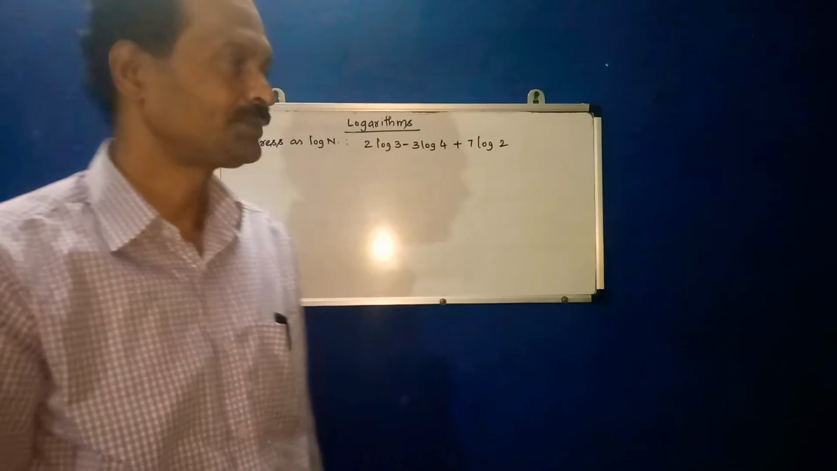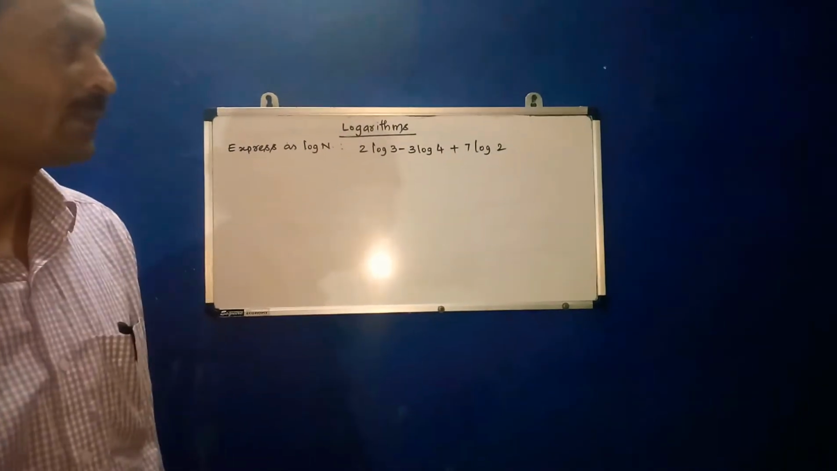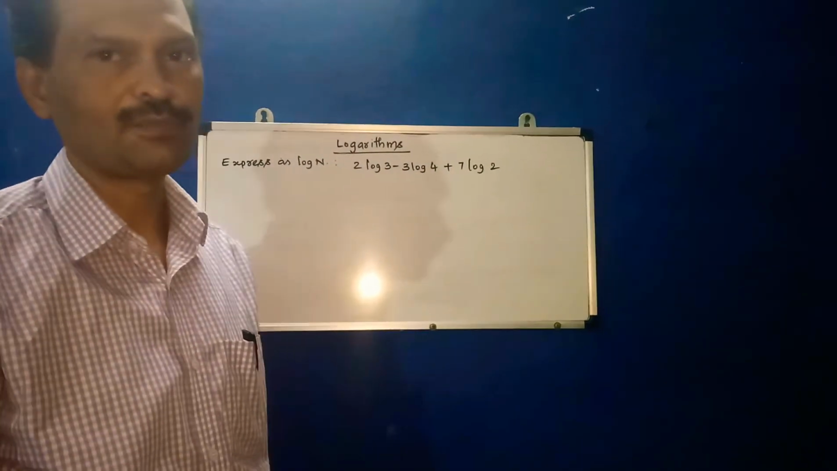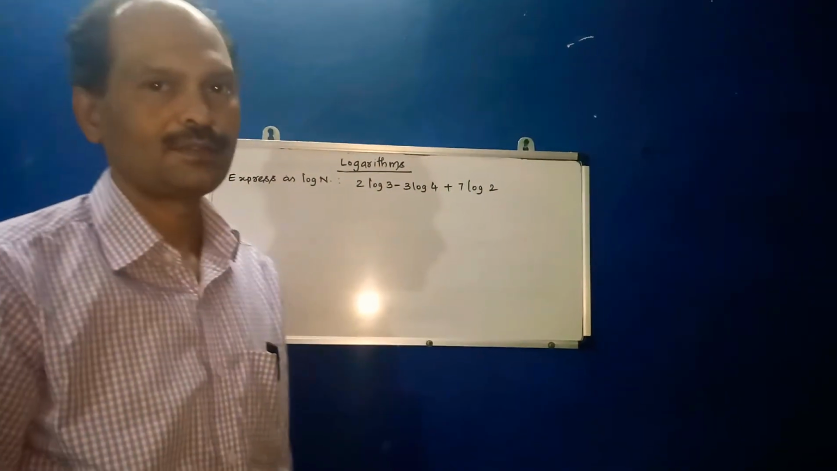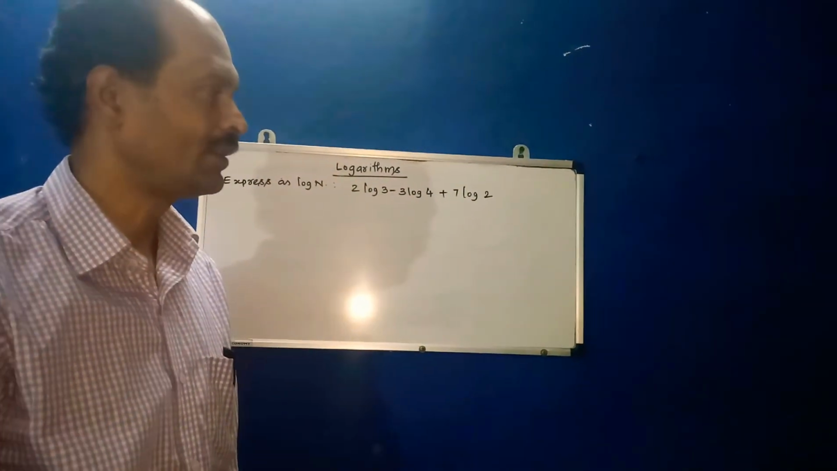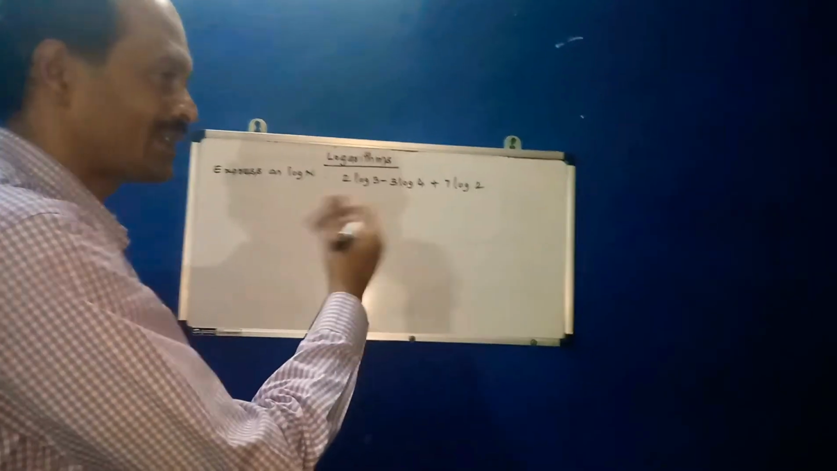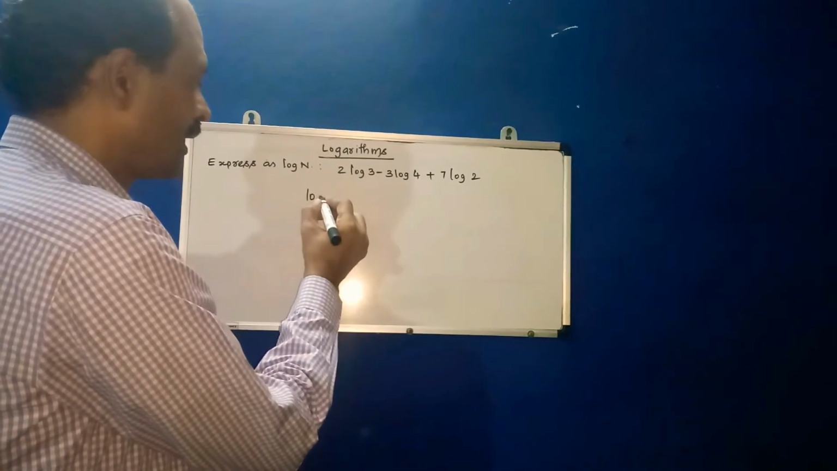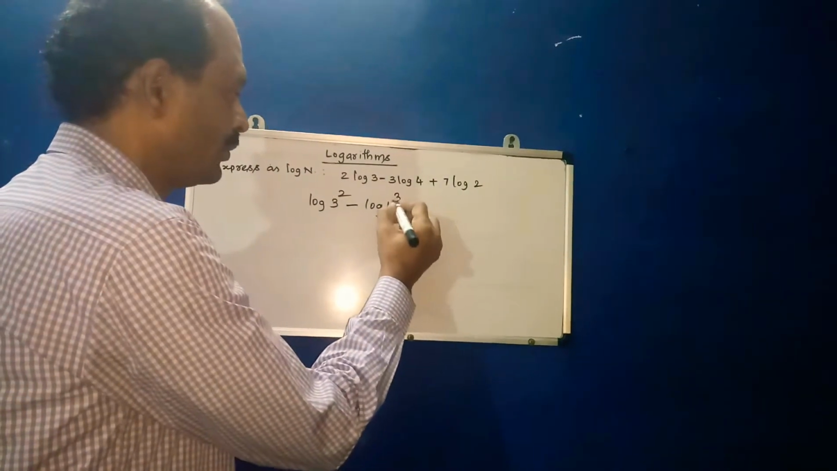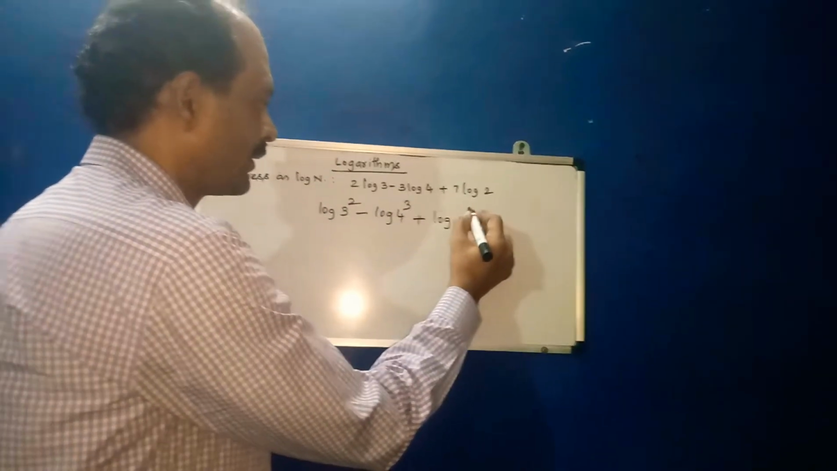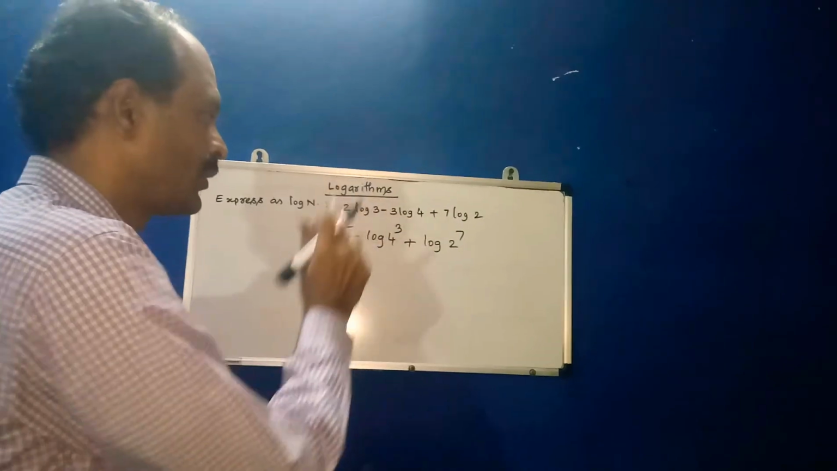Look at one more example. Express as log n: 2 log 3 minus 3 log 4 plus 7 log 2. This also we have to express as a single logarithm. So here this is like m log a. We have one formula we learned, log a^m is equal to m log a. So each of the terms is like m log a here, so you can straight away apply that. So this is log 3 squared. The first step is log 3 squared minus log 4 cubed plus log 2 to the power 7. So what happened here is this 2 is now becoming the exponent of the number.